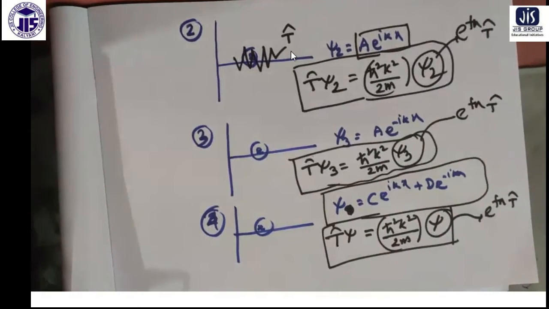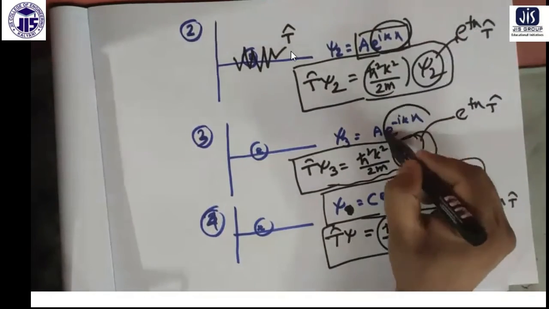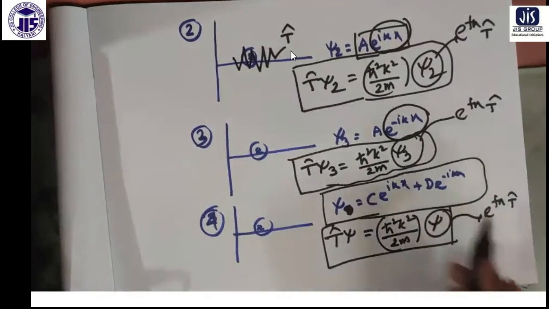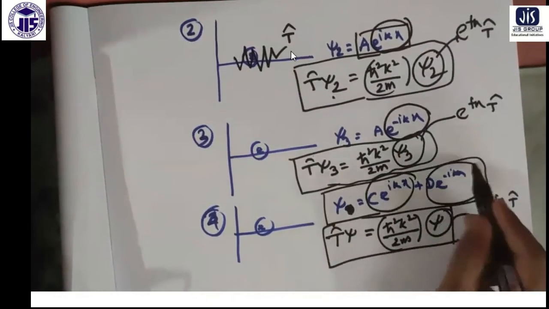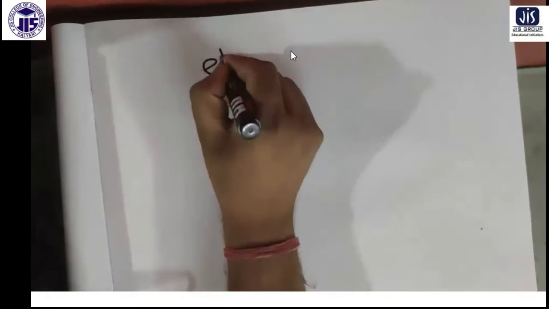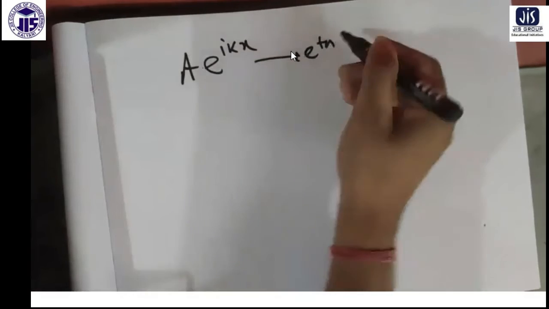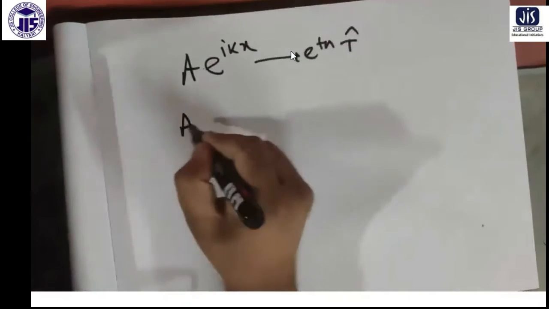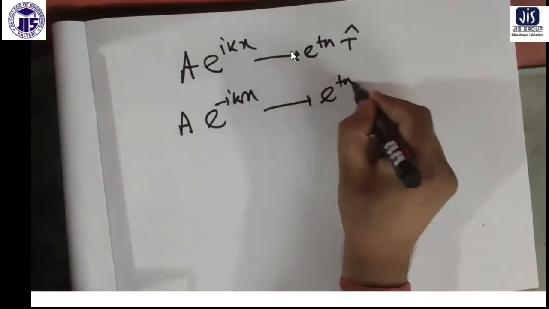So the idea is that if individual functions e to the power plus ikx and e to the power minus ikx are eigenfunctions of an operator T, their linear combination, their mixture, is also an eigenfunction of the same operator. So what I am trying to tell you is this much: if e to the power plus ikx is an eigenfunction of the kinetic energy operator, and if e to the power minus ikx is an eigenfunction of the kinetic energy operator.